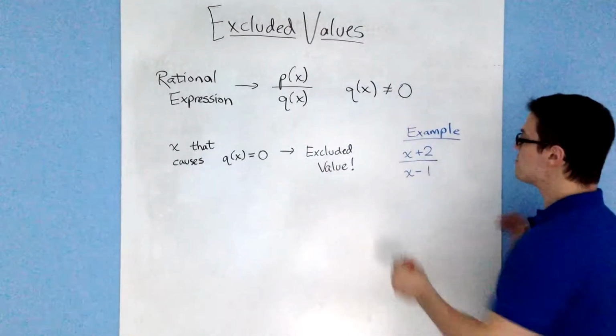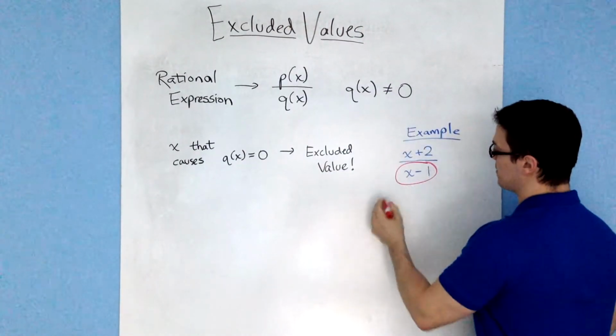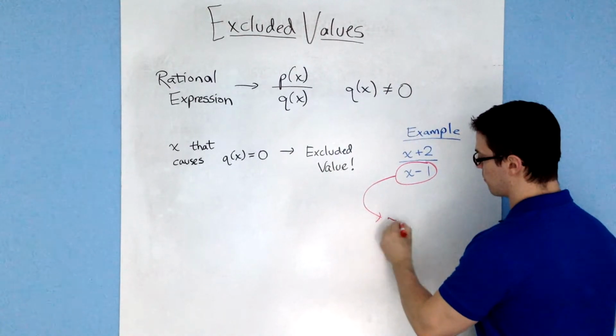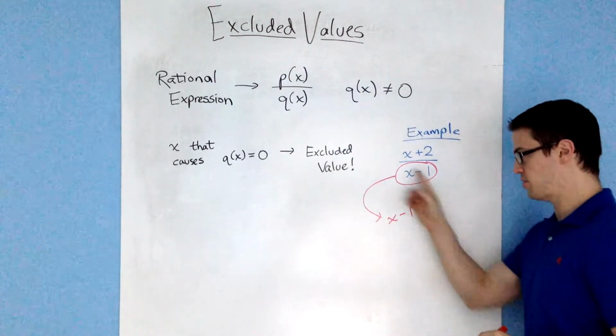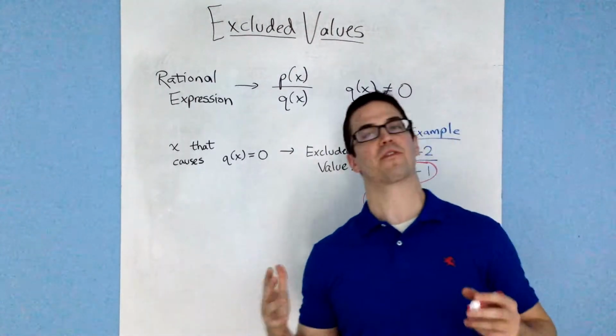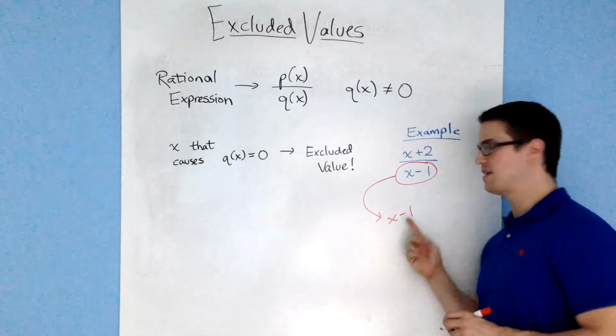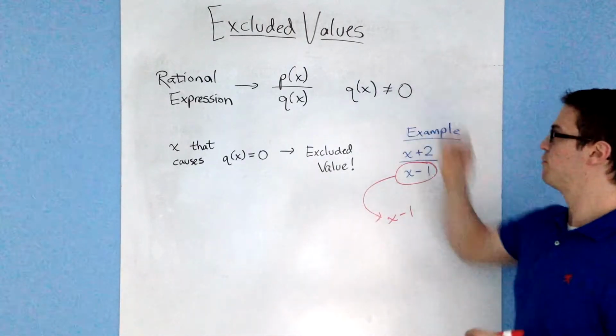So here we go. The first thing we're going to do is take out this q of x right here. I'm just going to put it over here so I can actually do some work to it. I'm taking it out of the problem because it's just asking for the excluded value. So we're only going to be worried about this denominator. We're not worried about the numerator for this excluded value.